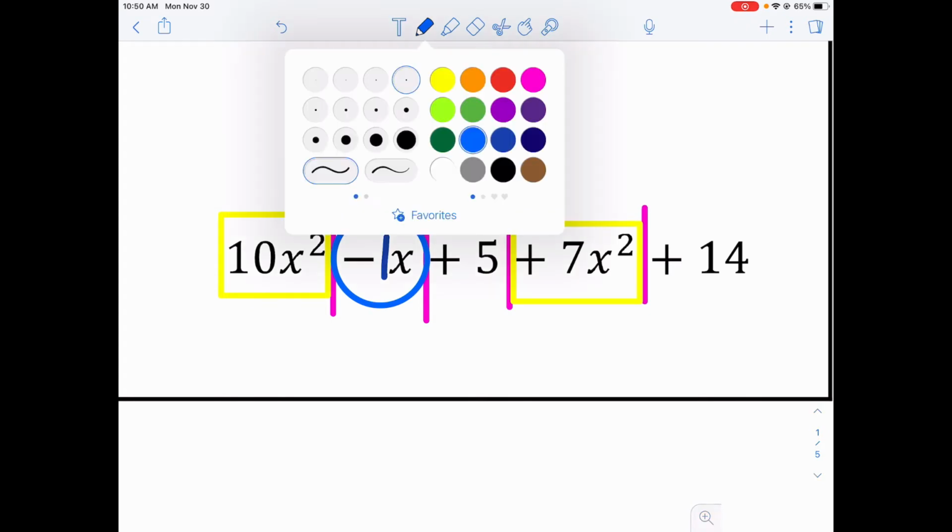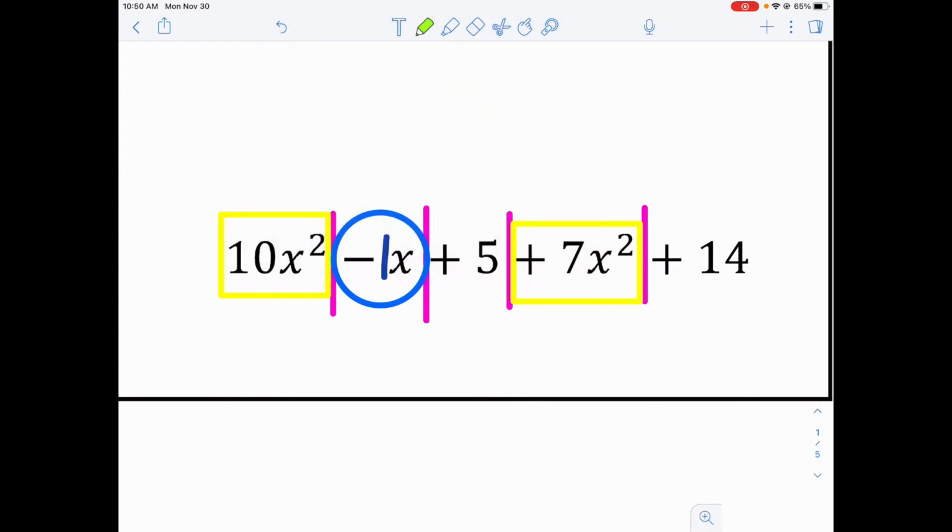So I'm going to change my shape and change my color. This time I'm going to draw a triangle around a positive 5. Looking through, I see that 14 is another constant, and all constants are like terms with each other, so I'm going to go ahead and put it in a triangle as well.